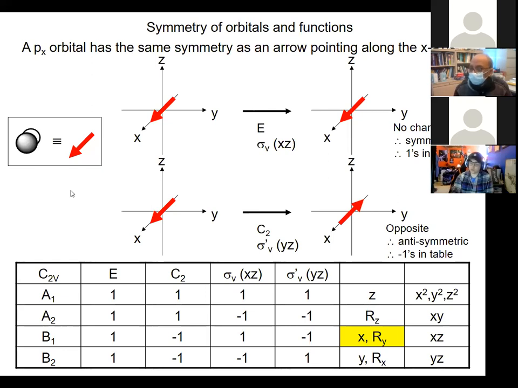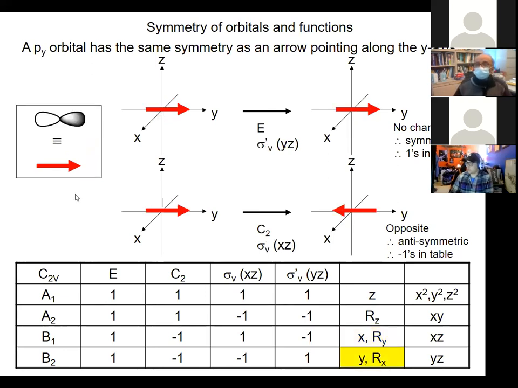Good. So let's now look at another orbital. This time I'm looking at the PY orbital. The PY now has an arrow along the y-axis. And if I do nothing, which is E, that's going to be +1. And if I were to reflect this in the YZ plane, the YZ plane is basically the plane of the screen itself. So if you reflect in the YZ plane, the arrow still remains the same. So under these two conditions, it will be +1.